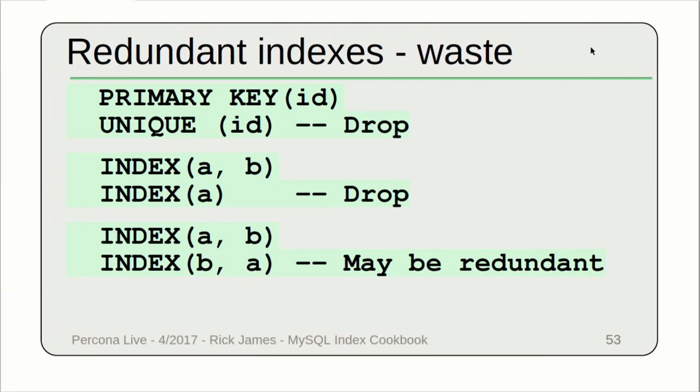When you have a composite key, anything shorter than that, the left part, is essentially being handled by the longer one. So drop the shorter one, let the longer one serve the purpose. The order in the index matters, especially when you have an equal and a range. So this pair may or may not be redundant. You need to know what your selects are.